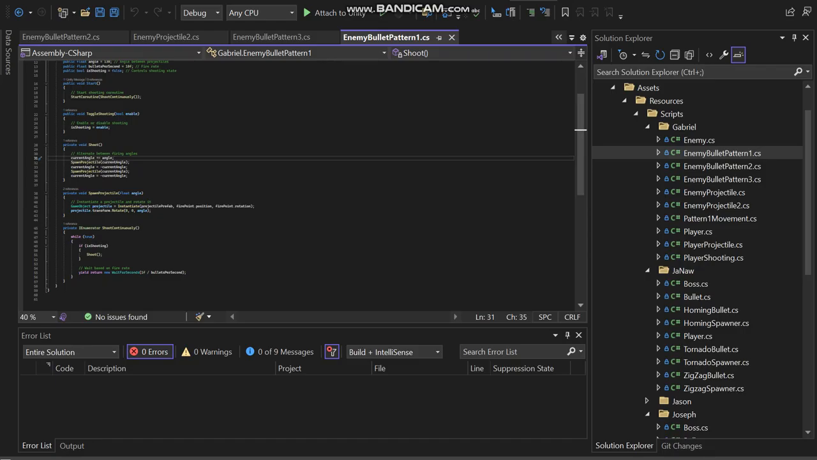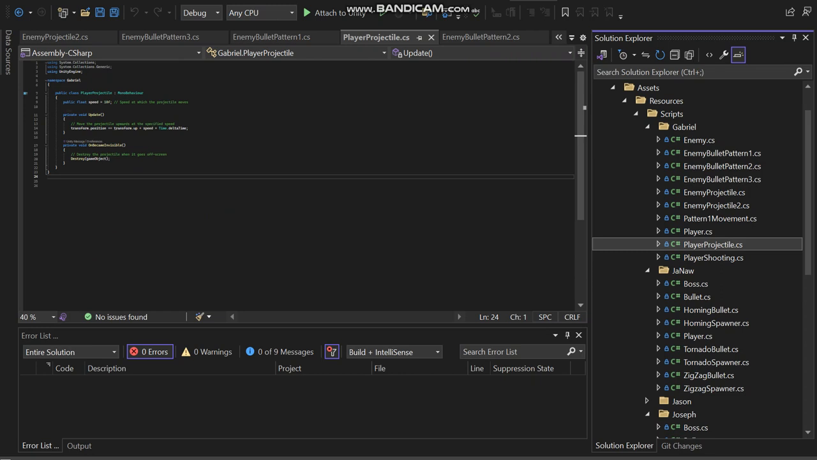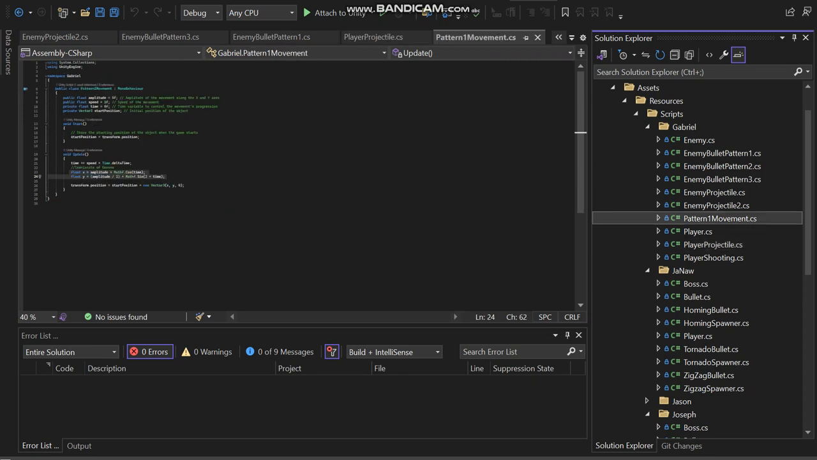In terms of the shoot point movement, it uses the lemniscate of Gerono. I think I butchered the name. Anyways, it uses this equation that lets it move in an infinity pattern, and it moves at a constant rate.